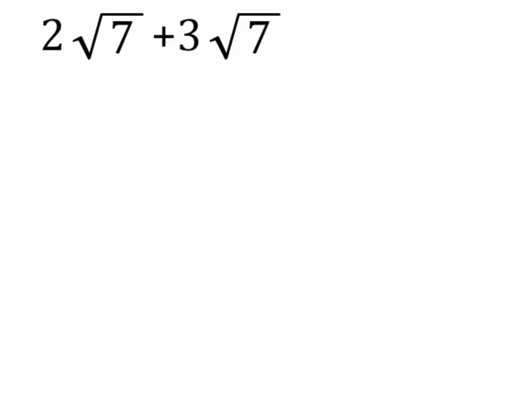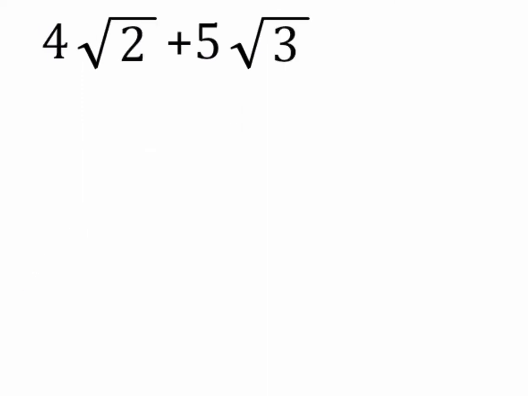Okay, so here's another example. Same radicand, same index, it's 2 on both of them, so this is equal to 5 times the square root of 7. Here you have the same index but a different radicand, so you can't simplify this. This is as simplified as that expression will get.